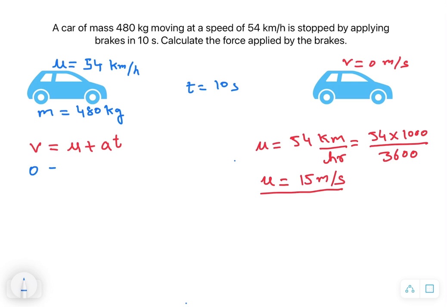Now let us substitute these values. Final velocity is 0. Initial velocity is 15 meters per second plus A, that's what we are supposed to calculate right now, multiplied by time, which is 10 seconds. So this will give me 10A equal to minus 15. So A will be equal to minus 1.5 meters per second square. Actually, this is the deceleration. It is not the acceleration, it is the retardation, or we can call it deceleration.